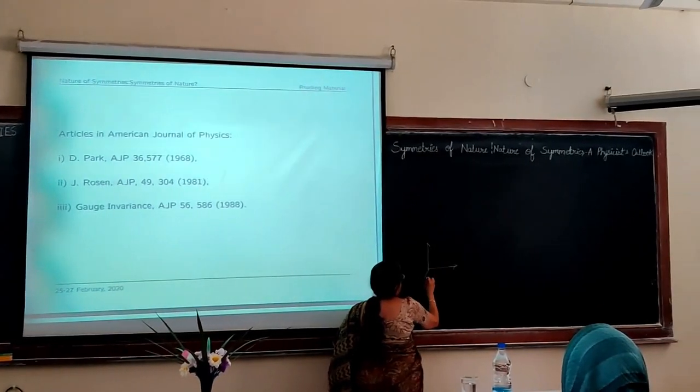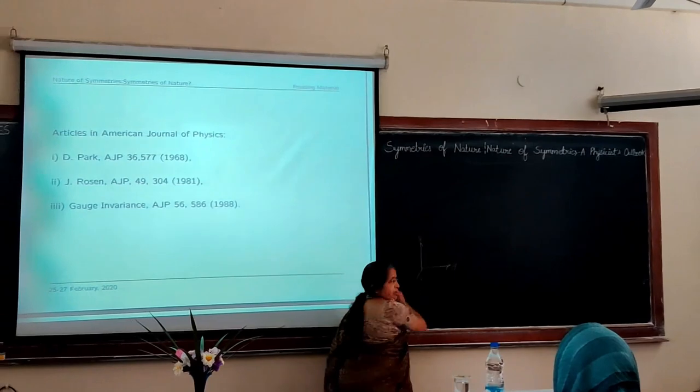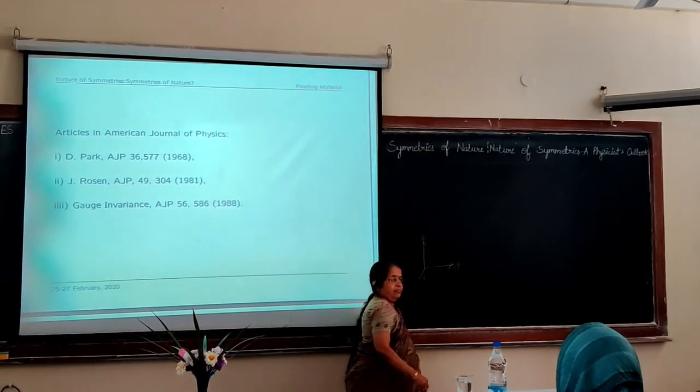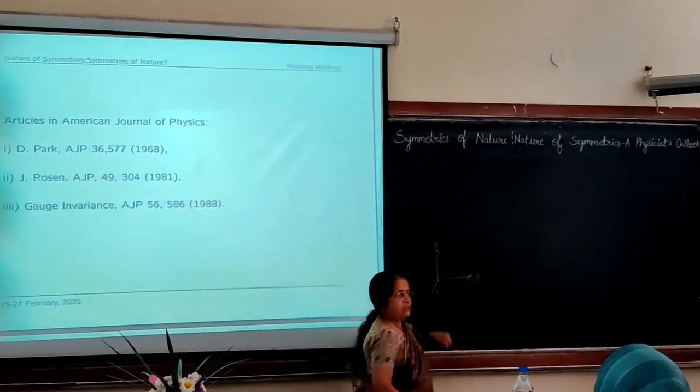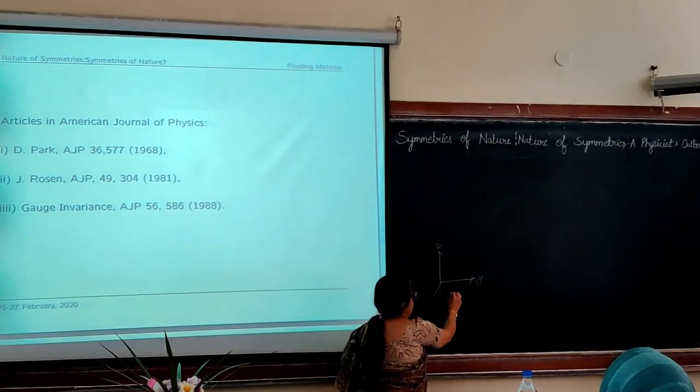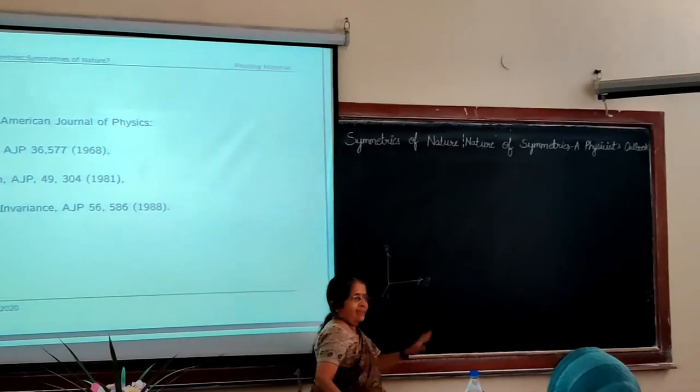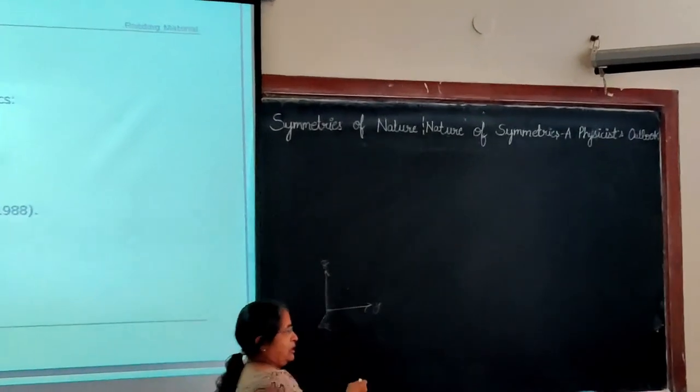Supposing I take this, and I change the coordinates, I rotate around the z-axis through some angle theta. What will happen? My z-axis will remain the same, no? Because I'm rotating.